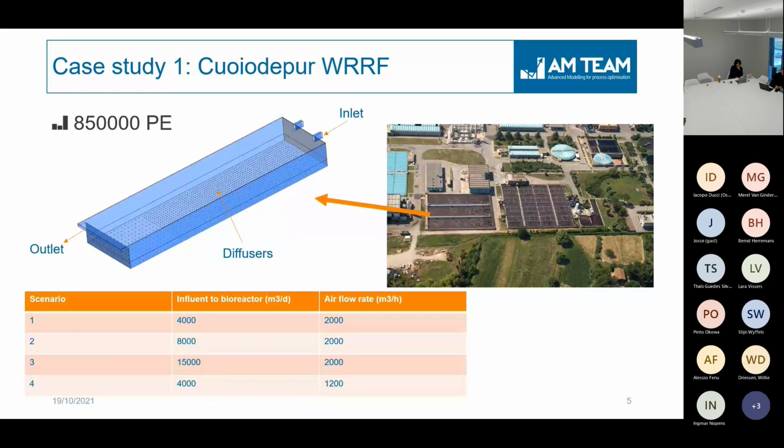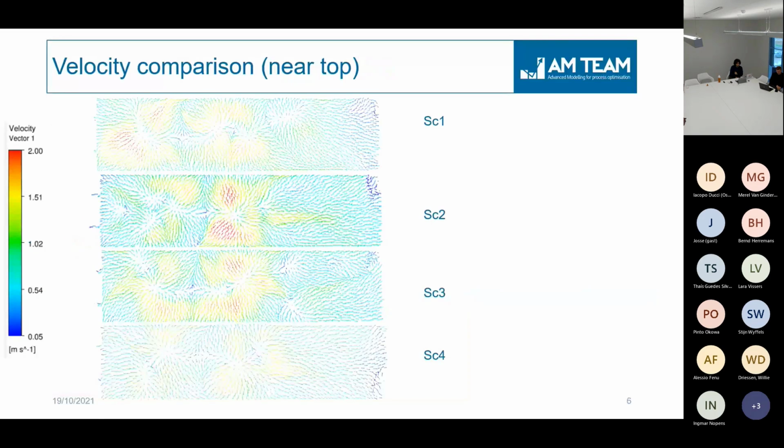So these are the velocity results. Velocity is the speed of the fluid which is going through the bioreactor. What you see here are the 4 scenarios, scenario 1, 2, 3, and 4, with different operational conditions. The colors of these vectors are the magnitude of the velocity, and the direction of these vectors are showing you the direction of the flow.